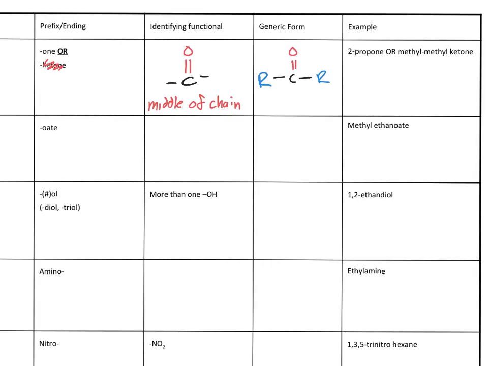So the 2-propanone tells me that it is a 3 carbon long chain. I know they're all single bonded. And the ONE tells me it's a ketone, which tells me there's a double bonded oxygen. And this 2 tells me the location of the double bonded oxygen. So it's on the second carbon. So now I need to go back and add hydrogen so that every carbon has 4 bonds.